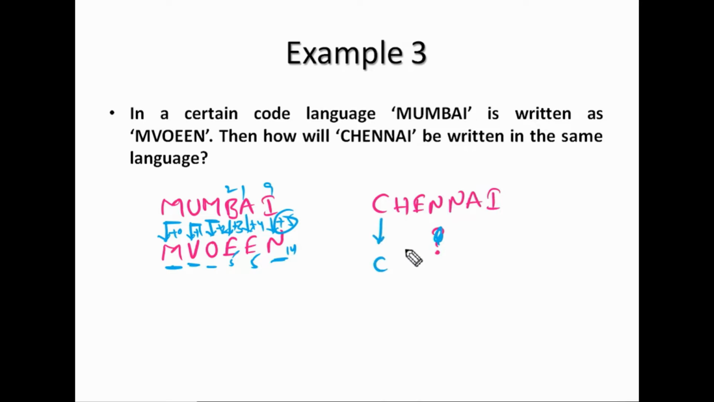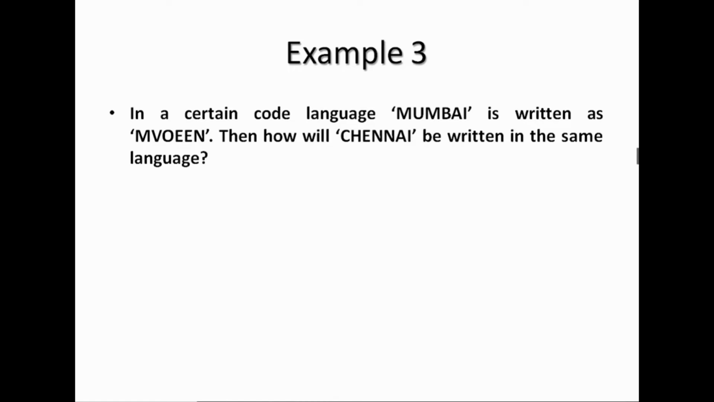C with plus 0, C again. H with plus 1, I. E, 5 plus 2 is 7, G. N plus 3, 14 plus 3 is 17, Q. Again N, 14 plus 4, 18 is R. A, 1 plus 5, 6 means F. And I, 9 plus 6, 15 means O. That is the answer. So we go from plus 0 to plus 6. Next question.